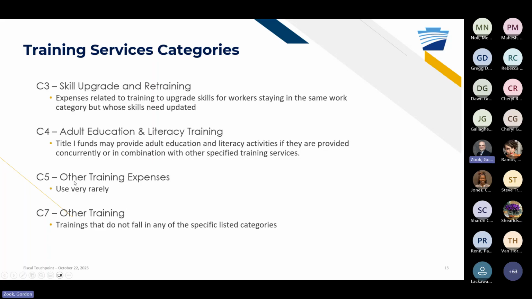C5 is other training expenses. Again, we prefer you to use this very rarely. If it fits any of the other training service categories, please put it in one of those categories. Other training is specifically training that does not fit in any of the other categories, the C1, 2, 3, 4 categories. Again, the preference is if it fits in one of the specific categories, please use that.